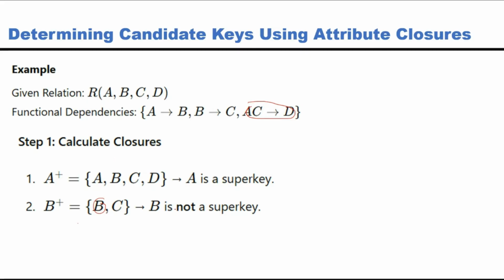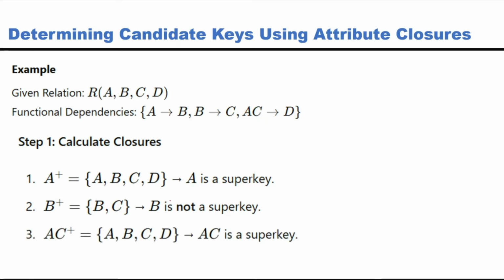B and C. So B is not a super key, so we are going to reject this. Then the third step is what? We will take AC also. Yes, AC also. So if you're taking AC, then AC plus is giving what? Multiple attributes are there.